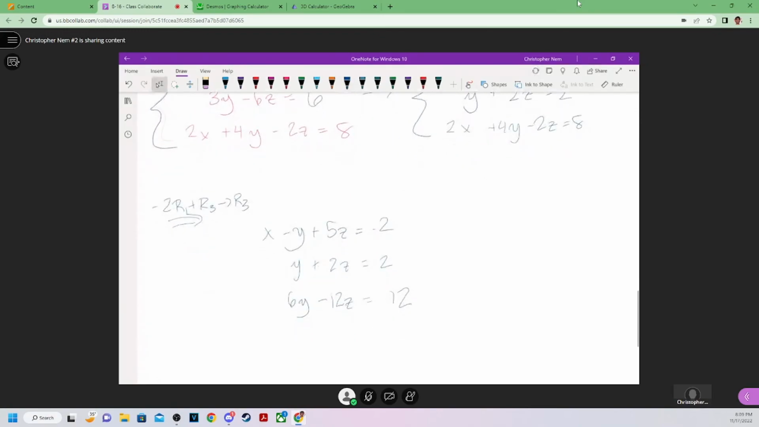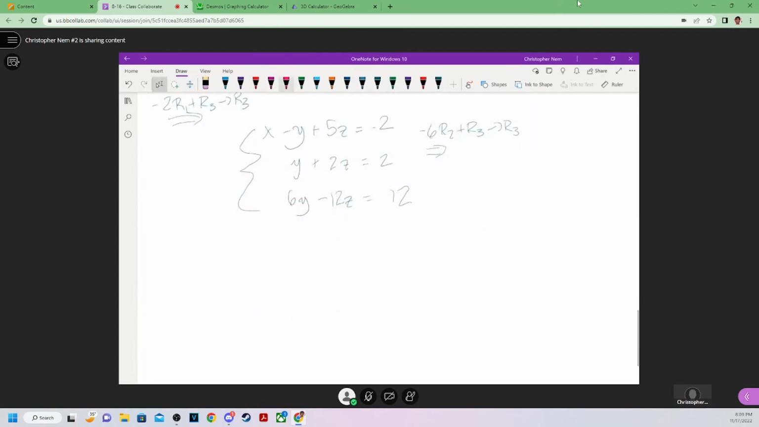Yep. Now, I got to get rid of the y's. To get rid of the y's, I have to add negative 6 of row 2 plus row 3. I'm going to send it to row 3. If I do that, oops, I'm running out of space. First equation stays the exact same, of course.